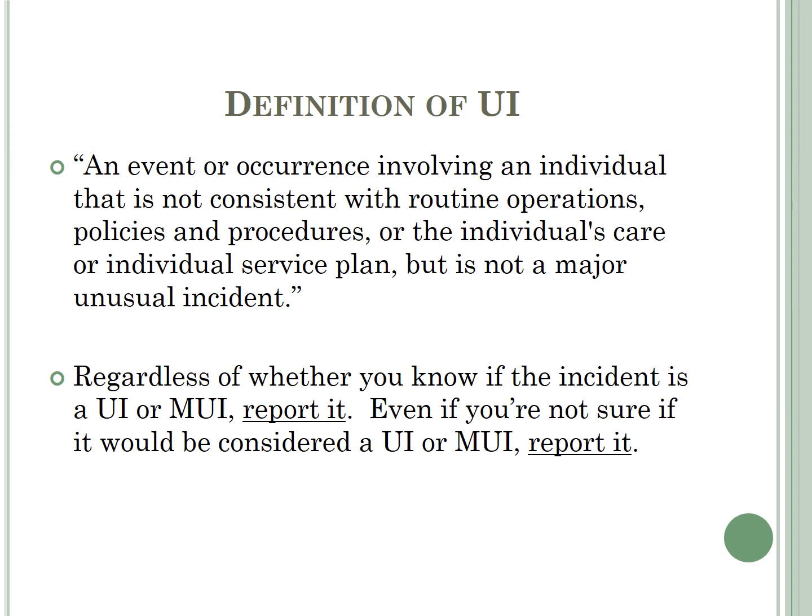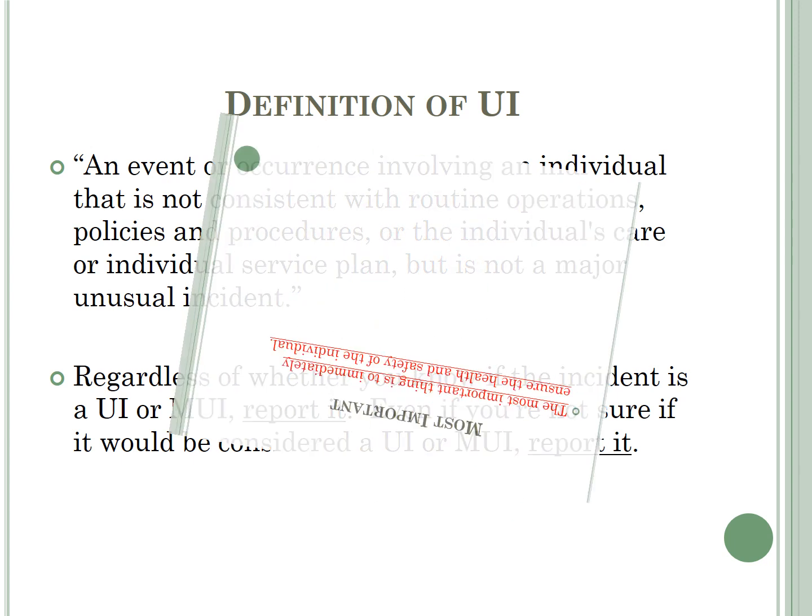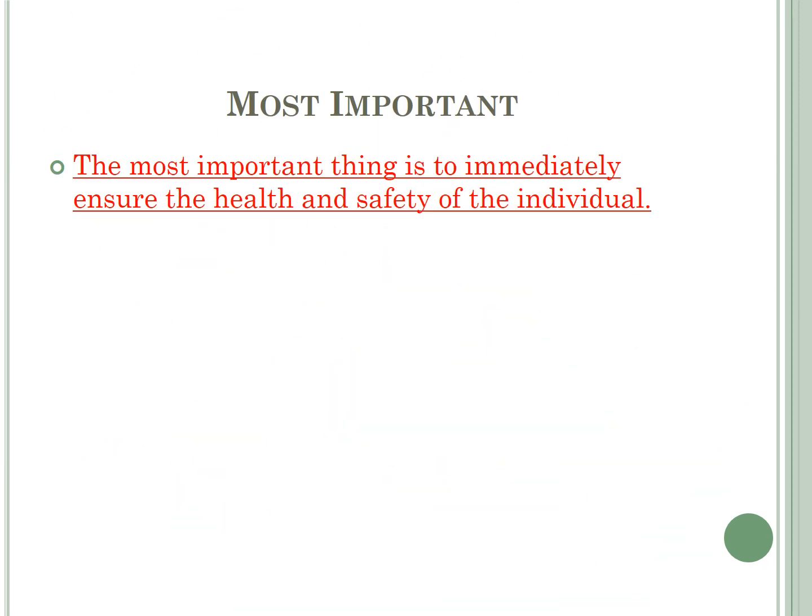And we get so hung up on whether things are an MUI or a UI, and really what's important at the end of the day is if you're in doubt, just report it. If you don't even know if it's an MUI or a UI, report it. It's always better to err on the side of caution. And we always are so focused on making sure we turn reports in on time, but really the very most important thing is to immediately ensure that the individual is healthy and safe.